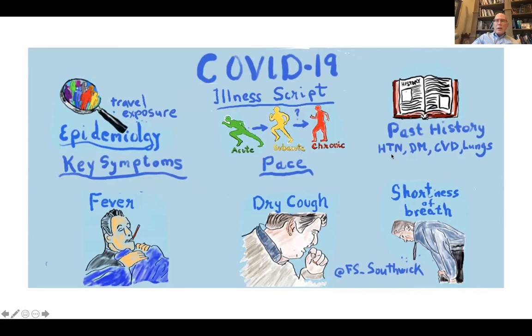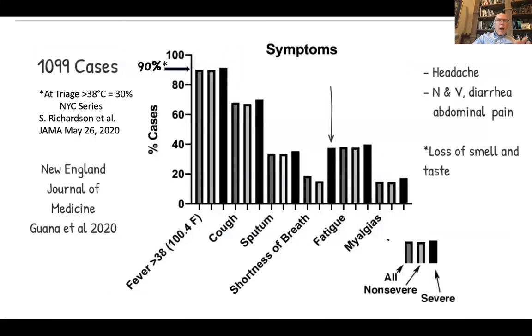And we also like to know something about past history, specifically whether an individual has hypertension, diabetes, cardiovascular disease, pulmonary disease, or cancer, because these individuals are going to get the vaccine earlier because they are at higher risk of hospitalization and serious complications, including death.